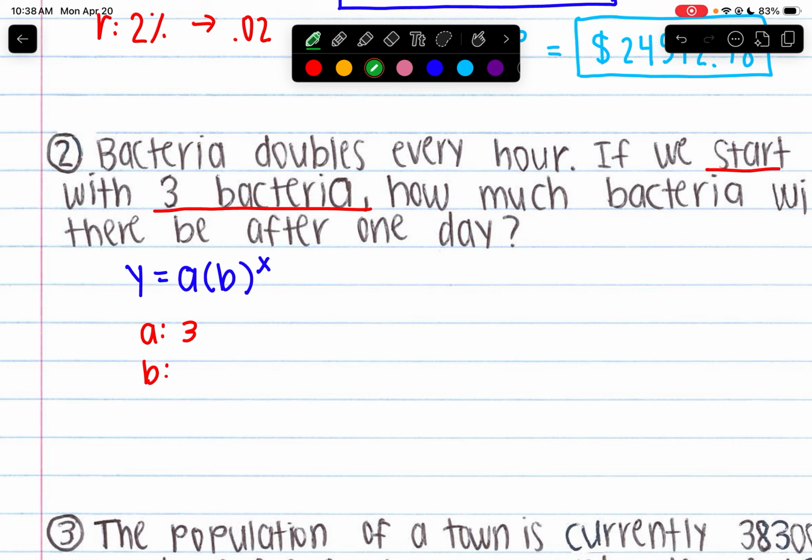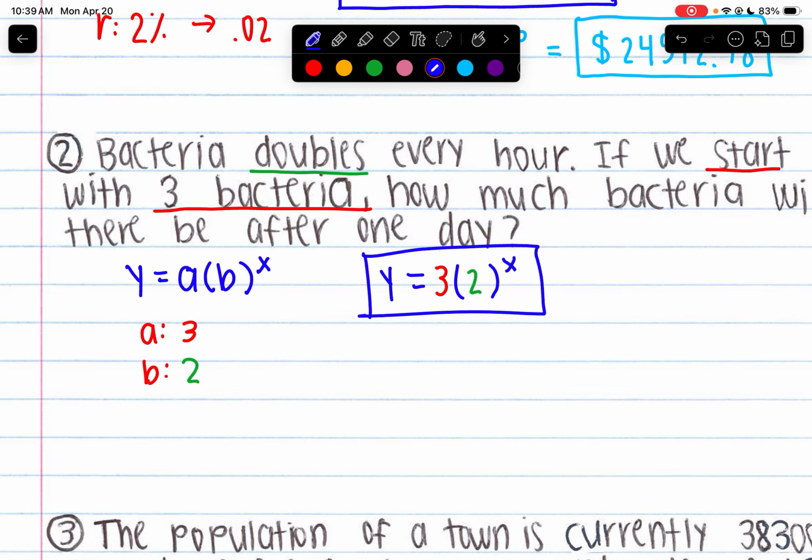And then our rate here is going to be our b. Remember, that could be growth or decay. Well, what's happening to the bacteria? It says it doubles every hour. Doubles as a number is 2. So our equation is going to be y equals 3 times 2, our rate, our b value, to the power of x. So that is going to be our equation.